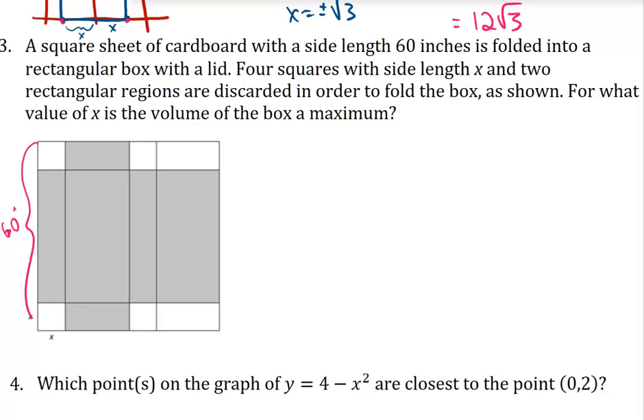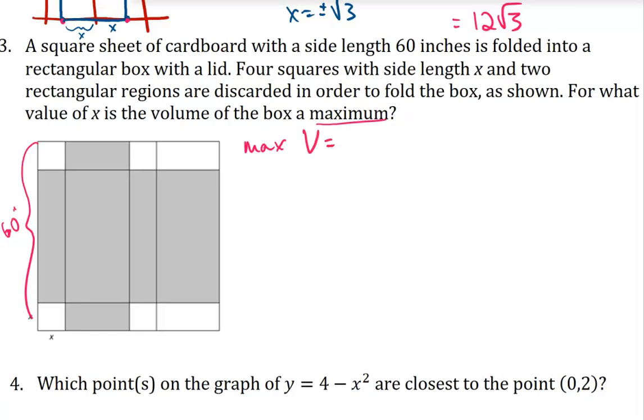So 4 squares of side length x, these white spaces here, and then the 2 rectangular regions are going to be cut out and discarded to make the box. So we are trying to maximize the volume of the box with what is remaining, okay? And again, we're cutting off squares that are x by x here, so we want to maximize the volume.